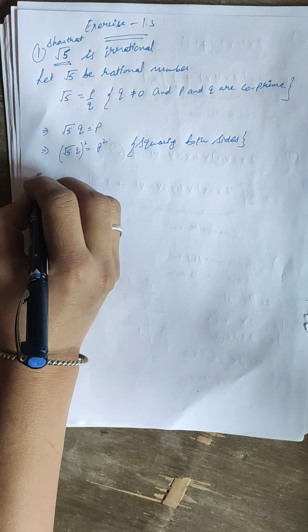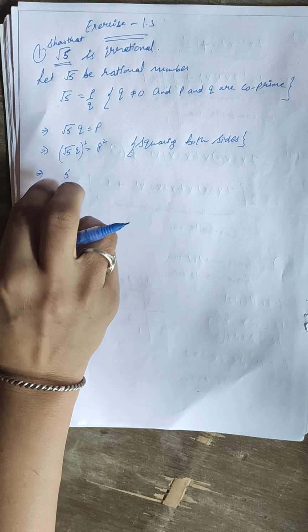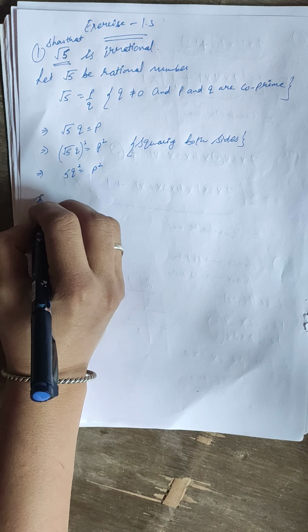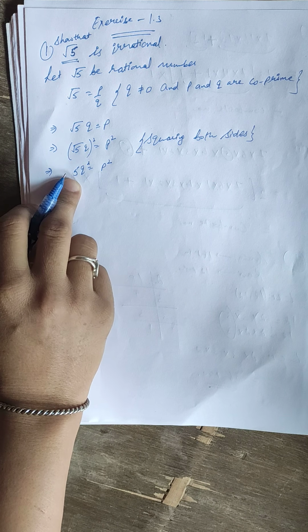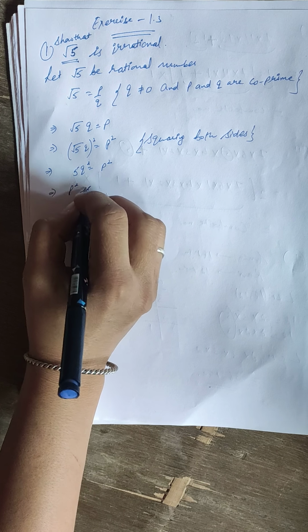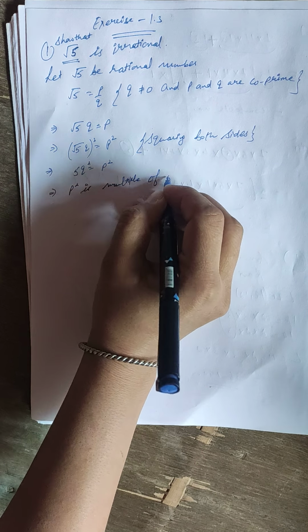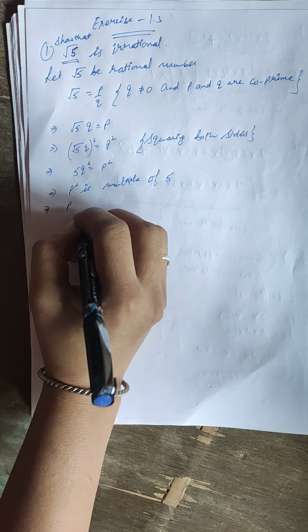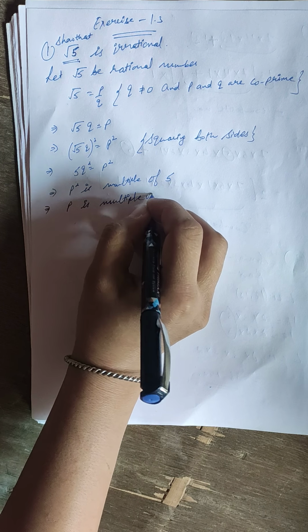Now if we consider the square, root 5 whole square will give you simply 5. Q square will give you q square only, then it means 5q square equals p square. What have you got from here? That is, p square is a multiple of 5. Now if any square form is a multiple of 5, then obviously the simple form will also be a multiple of 5. Then it means p is a multiple of 5.